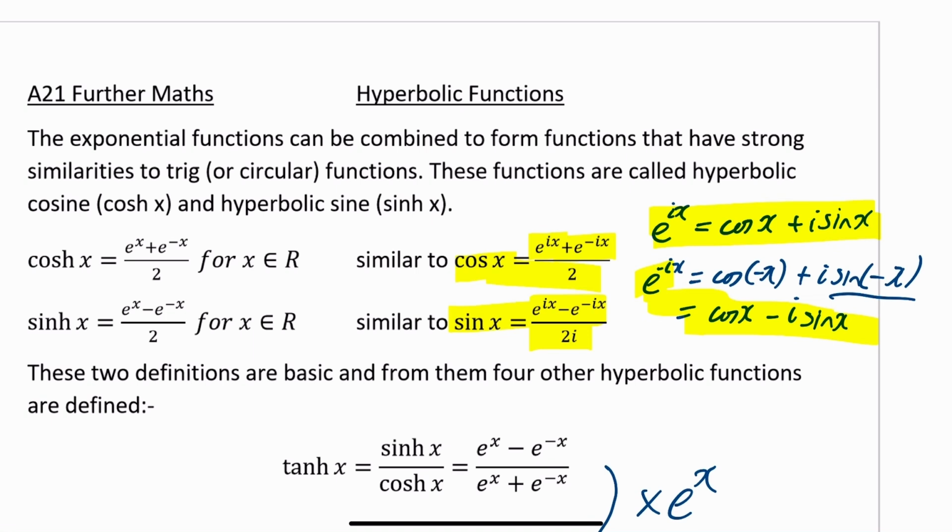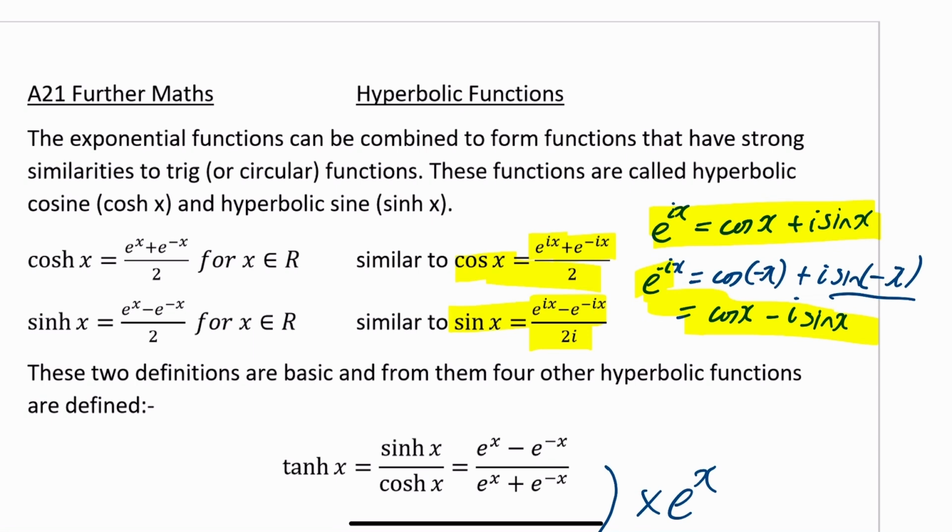And a similar thing can be done if you subtract them. You'll get e to the ix minus e to the minus ix is equal to 2i sin x. That means to get sin x on its own, it's going to be e to the ix minus e to the minus ix all over 2i. So that's where they come from.